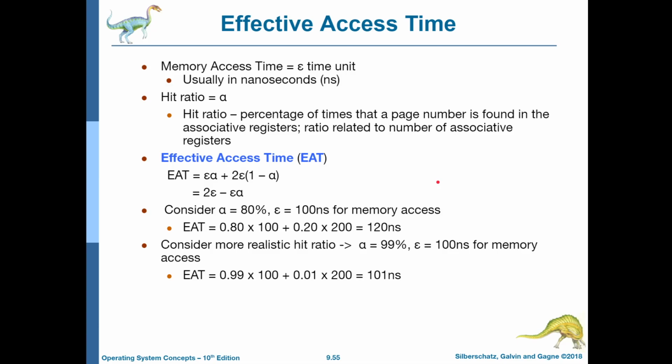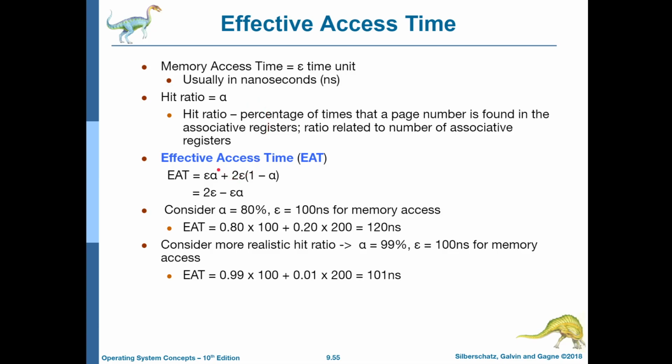Now, when it comes to the TLB, we usually consider the effective access time of that TLB. There are 2 values we need to worry about: the memory access time, which we usually measure in nanoseconds, and the hit ratio of the TLB, which is the percent of times that the page number is found in the TLB. This usually is very related to the number of entries within the associative register. The more entries there are, the higher the hit ratio is going to be.